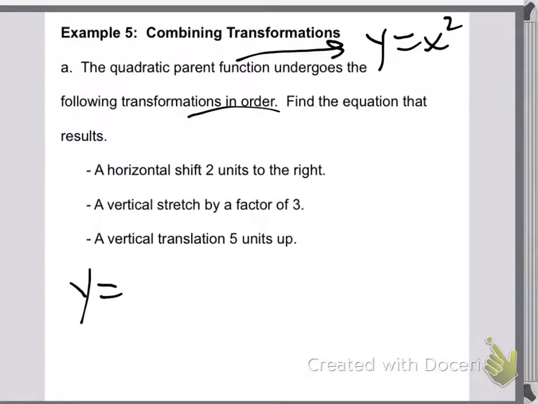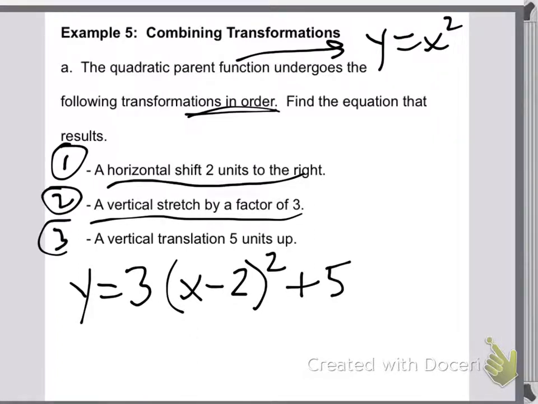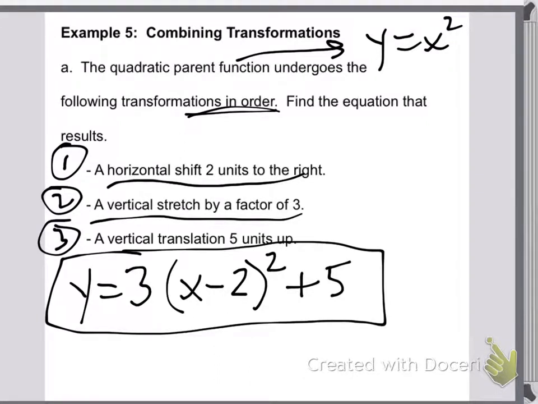So y equals, now it's a horizontal shift of 2 to the right. So 2 to the right means (x minus 2) squared. Okay. Vertical stretch by a factor of 3. So now we take that and we multiply by 3. And then the vertical translation of 5 units up, we put a plus 5 at the end. Okay. So it's literally that simple. They're telling you to go in order, so you have to do these in order. Okay, so this is our equation after all of our shifts and stretches.